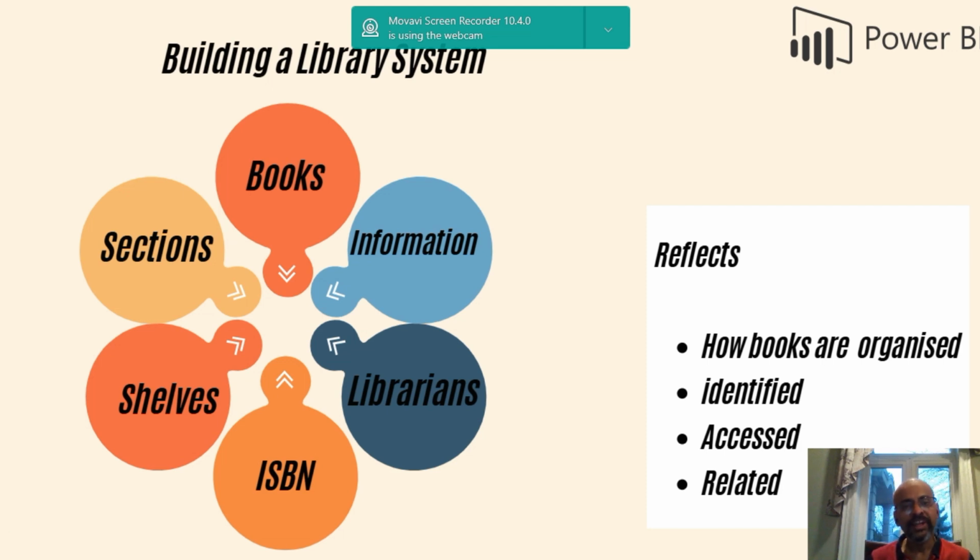In a similar way, databases also have to be mapped, or let's say tables have to be related. When I say library system, you also have to understand how the books are organized and identified so that they can be accessed very quickly. So organization is very important, and we need to identify based on certain mapping and certain relationships, and then access it.